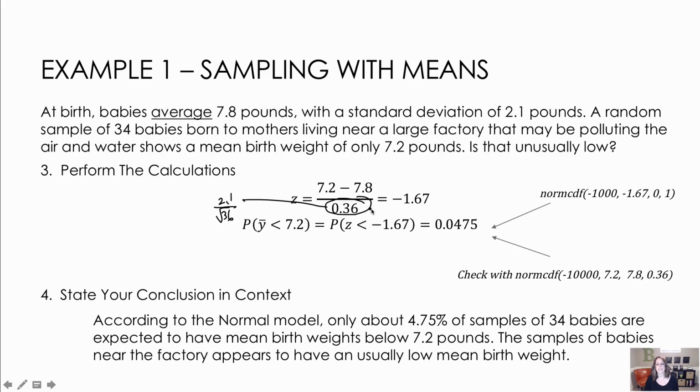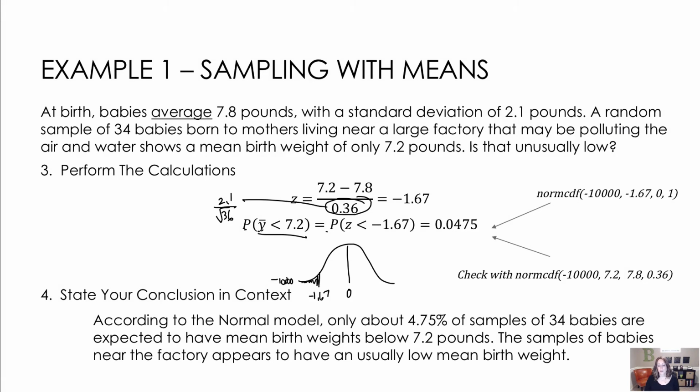And notice I get a z-score of negative 1.67. So with the z-score of negative 1.67, now I'm going to find the probability. The probability that the mean is less than 7.2 is equal to the probability that z is less than negative 1.67. Notice I used less than because I shaded to the left. Then essentially I'm using the calculator or StatCrunch to show this work.